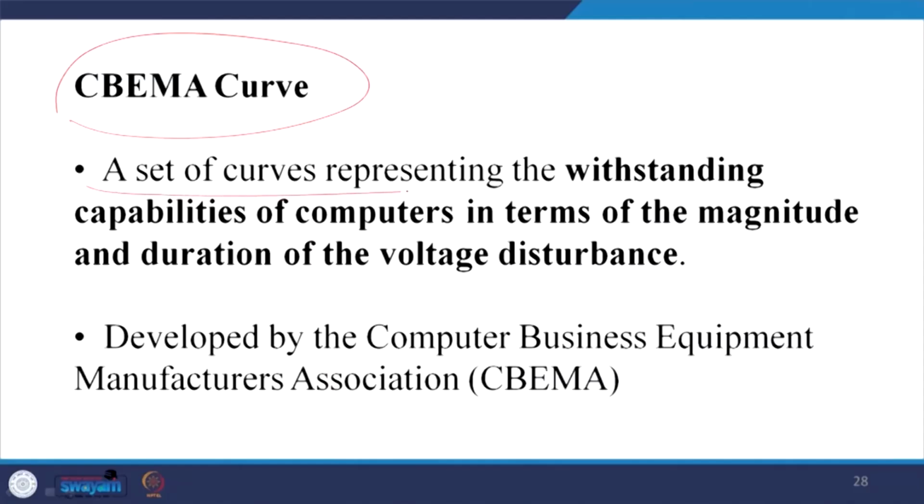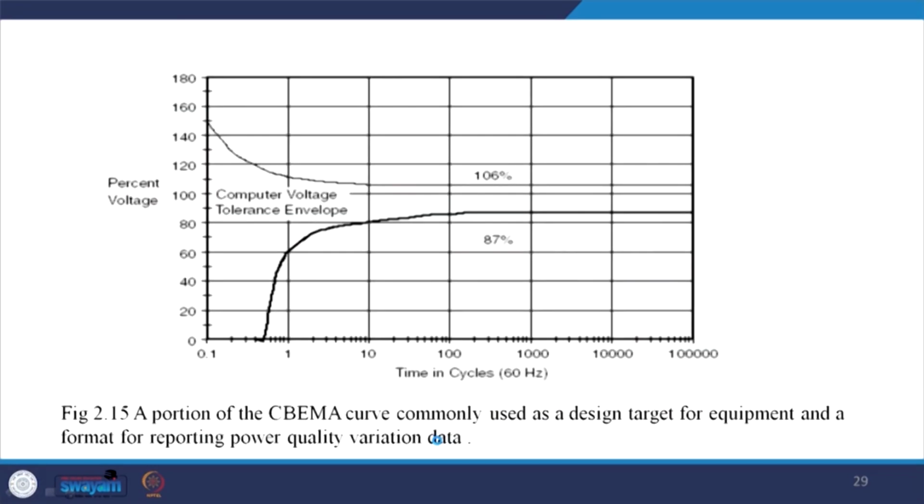There is a whole battle between GE and IBM. A set of curves represents the withstanding capabilities of the computer in terms of the magnitude and duration of the voltage disturbance, developed by the Computer Business Equipment Manufacturers Association, predominantly led by IBM. So, this is the CBEMA curve. You can see this is a percentage of the voltage, and this is the computer voltage tolerance envelope. A portion of the CBEMA curve is normally used for designing the target equipment and as a format for reporting power quality variation data.